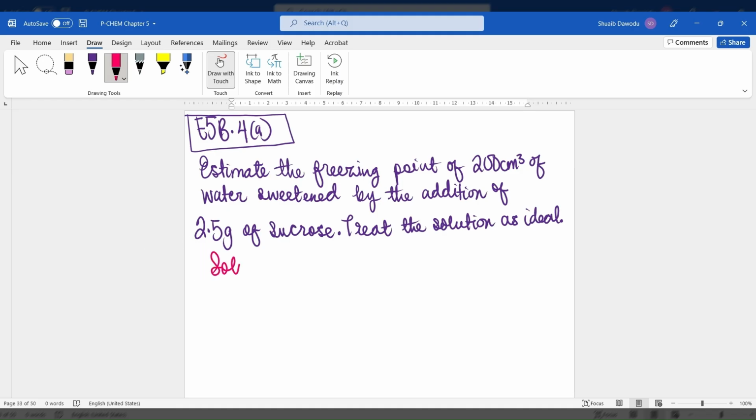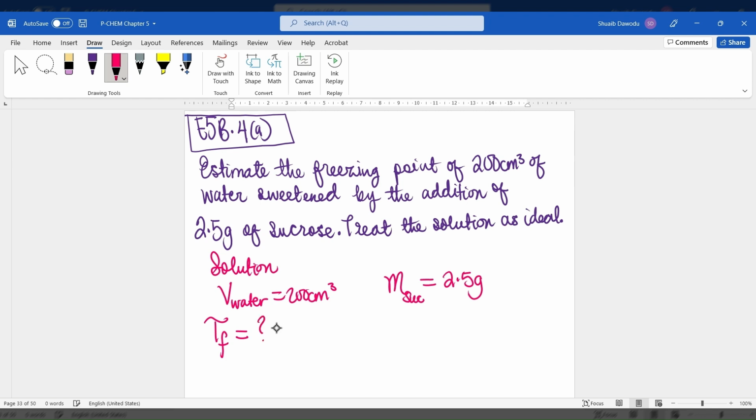So in this question we have the volume of water to be 200 centimeter cube, sweetened by the addition of 2.5 grams of sucrose. So the mass of sucrose, which I'm going to denote as SUC, is 2.5 grams. And they said we should treat the solution as ideal. Now, before we go forward, remember what we were actually asked to determine is the freezing point of 200 centimeter cube of water sweetened by the addition of 2.5 grams.